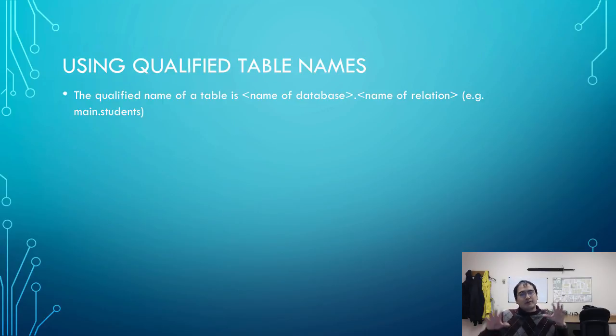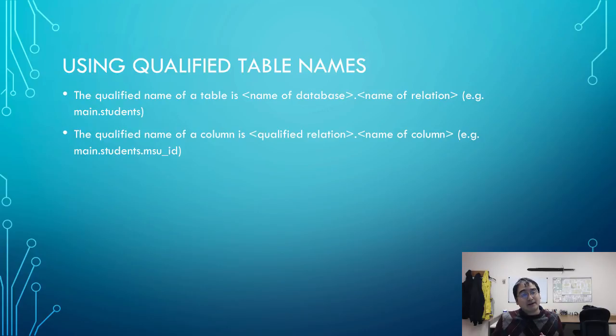One of which, this will make sense more for the next section when we start talking about joins, is that sometimes it's better to use a longer version of a name so that you can be really clear exactly what column and table you're specifying. So a qualified name of a table is a table that you name by its full length name. The full length name of a table is the name of a database dot the name of a relation. So for example, if we have the table named students and the database is named main, this would be main.students.